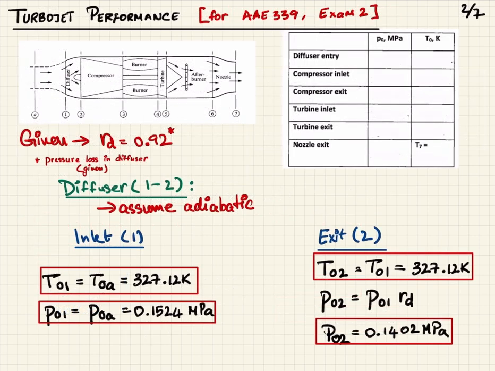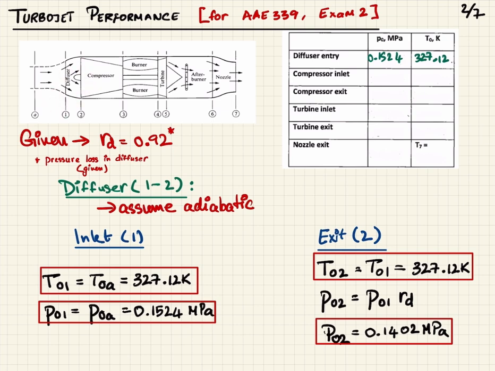Okay, so moving on to our diffuser. At the inlet of the diffuser, the stagnation properties are the same as the stagnation properties in the free stream, right here. So we will write that down. In this case, the temperature is 327.12 Kelvin, and the pressure is 0.1524 megapascals. In this case, we are provided the pressure ratio across the diffuser to be 0.92, which means that there is an 8% pressure loss across the diffuser.